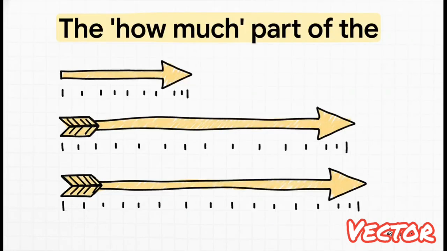First up, we've got magnitude. Just think of this as the how much part of the vector. If we're talking about a journey, the magnitude is simply how far you traveled. If it's a force vector, it's how hard you're pushing. It's the raw quantity, the length of the arrow itself.